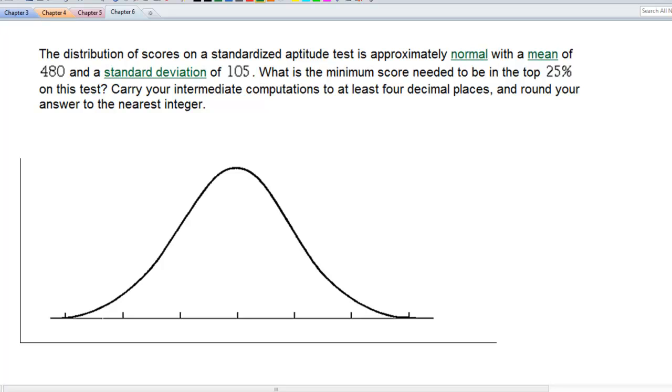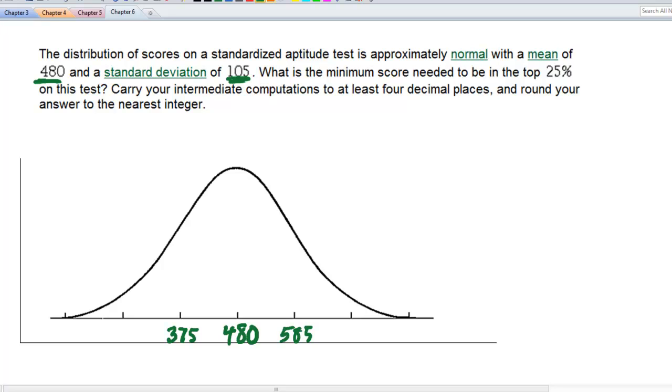The distribution of scores on a standardized aptitude test is approximately normal with a mean of 480. So now, at the center of this distribution is 480. Its standard deviation is 105. So if we count up 105 from there, we would be at 585, and counting down 105, that would make this 375. And I could do that, it's not really necessary. What's important is that we know the mean, we know the standard deviation. What is the minimum score needed to be in the top 25%?